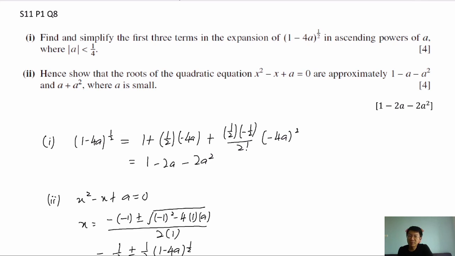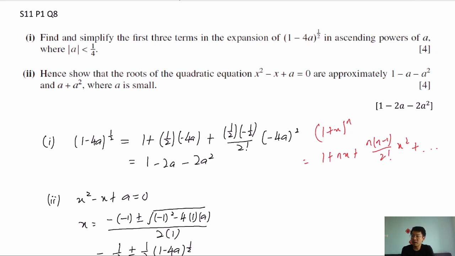Okay, so for the first question here, we have the first three terms in this expansion in the ascending powers of a. For this one, we just use the usual formula. For the expansion of (1 + x)^n, this will be 1 + nx + n(n − 1)/2! x squared, and just continue the terms from there. This formula can be obtained from the MF19. It's very easy to use.